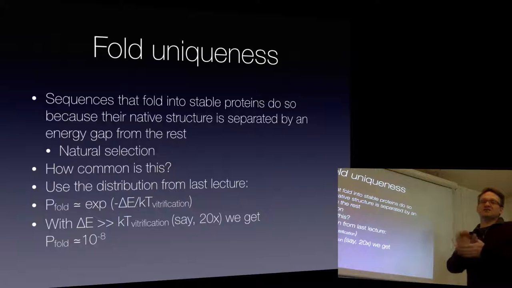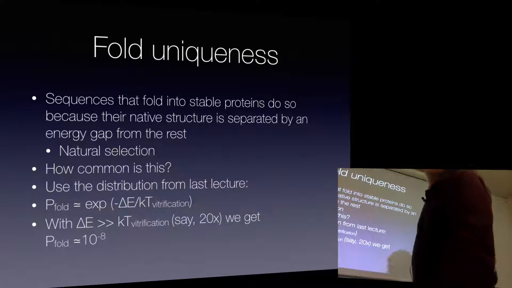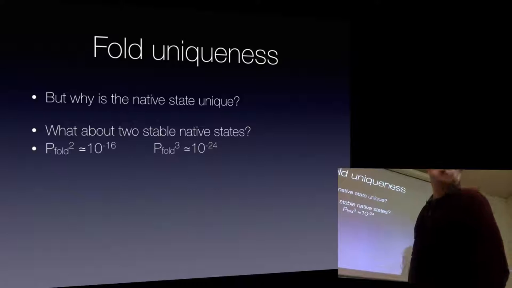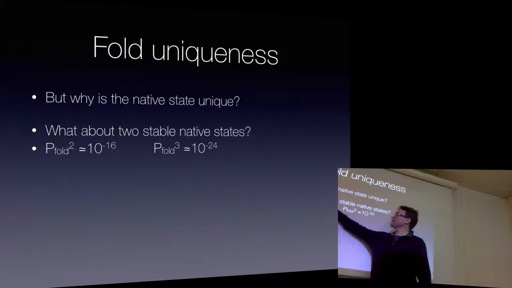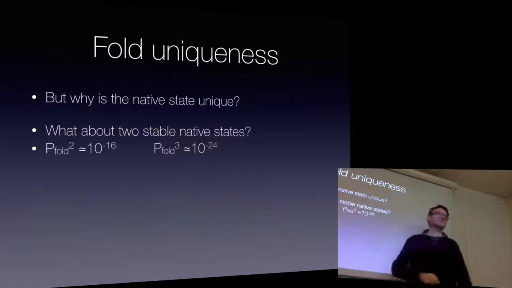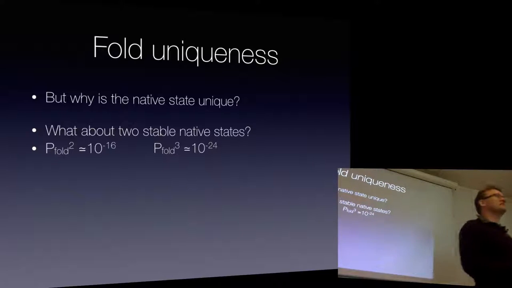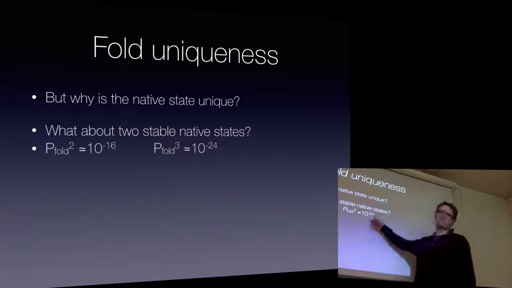Well, I'm not going to actually prove it, but you can think of this another way. Here we're saying that this would correspond to a unique state. So if we assume the opposite, what is the probability of having, say, two unique states? Then we'd have to square that. Three unique states, we would have to cube it. The probability for a random sequence to have one state is small. The probability for a sequence to have multiple stable states, now we're getting into the ridiculous part, right?